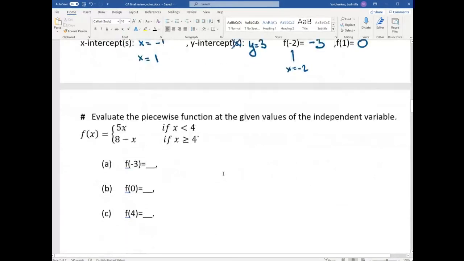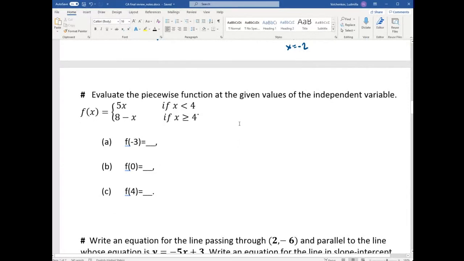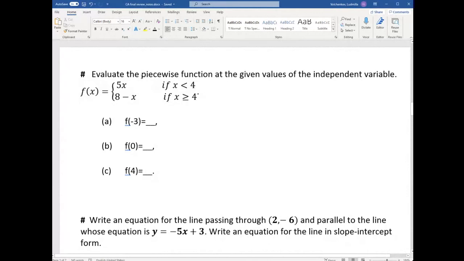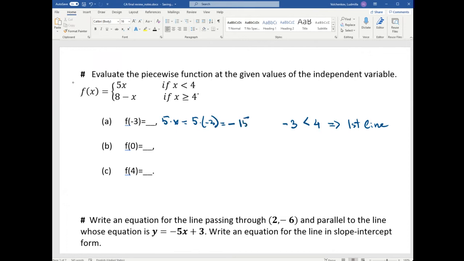The piecewise function, find 3 of the values of the piecewise function. Here I remind you that although we have two lines in the definition of a piecewise function, we only use one line for every case. So when we want to find f of -3, first we look what condition does it satisfy. So the first condition, x less than 4, the second, x greater than 4. -3 is less than 4. Therefore, we use the first line, so 5 times x, or 5 times -3, which is -15.